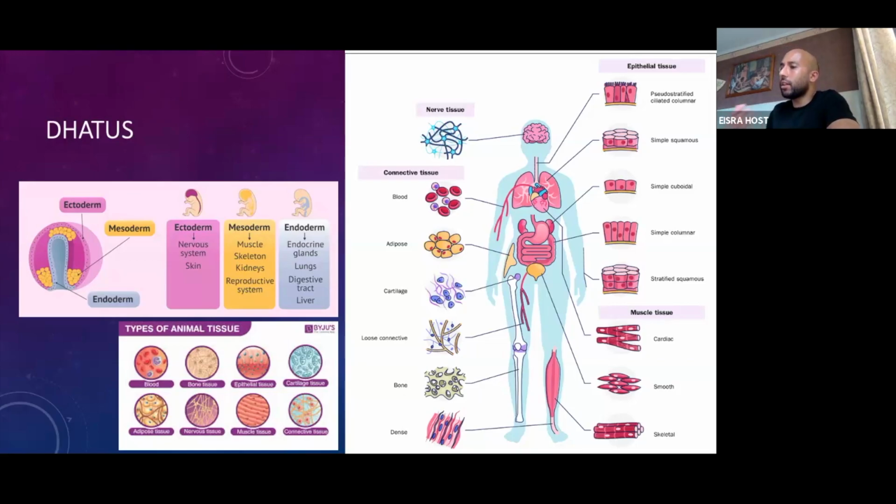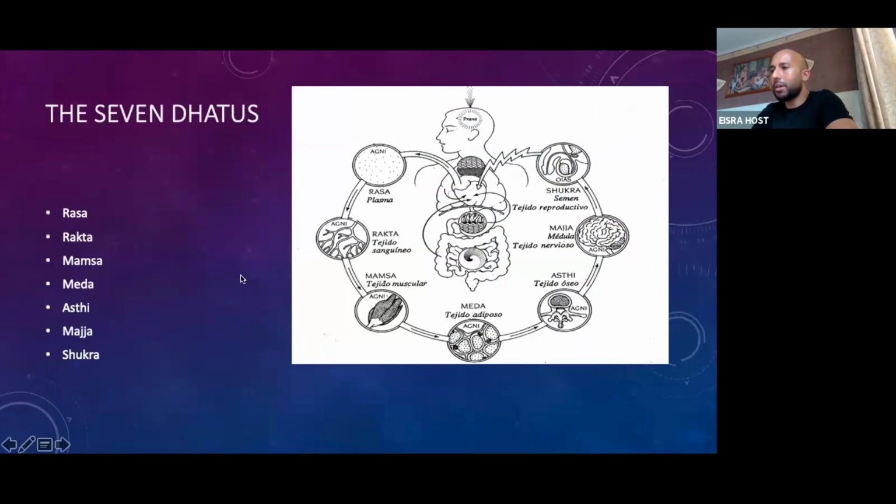So how does Ayurveda look at the bodily tissues? How does Ayurveda simplify the tissues of the body? According to Ayurveda, there are 7 tissues of the body. There are 7 dhatus. Your body is made up of 7 major components: rasa, rakta, mamsa, meda, asti, maja, and shukra.